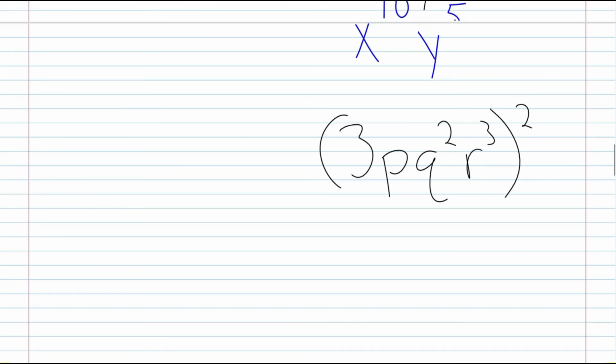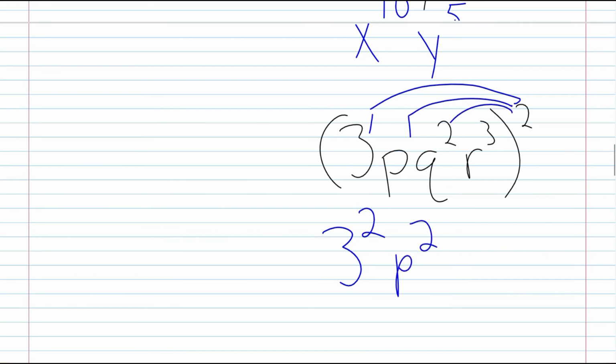If there's nothing there for the exponent, I like to put the ones just so that you can see it and visualize it easier. So we're just going to multiply. So this becomes 3 to the second. This one would become p to the second. This one would become q to the fourth. And this one would become r to the sixth.